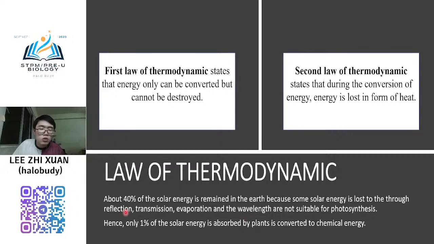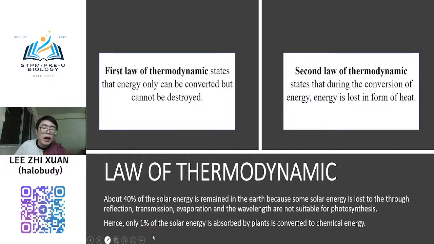So why is it lost? Normally it is because of reflection. Our light can undergo reflection, right? Transmission, evaporation, and even the wavelength. Plants do not absorb all wavelengths, right? They only absorb certain wavelengths. If you learn in the photosynthesis chapter, that's the one you learn.